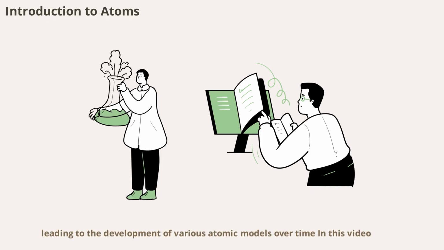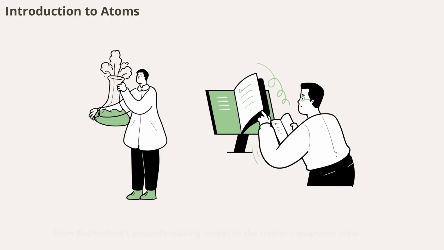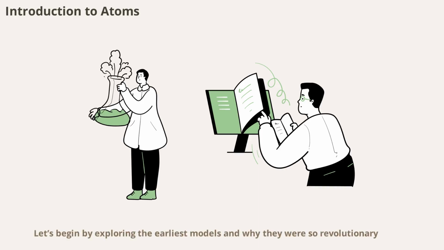In this video, we'll explore the evolution of atomic theory, from Rutherford's groundbreaking model to the modern quantum view. We'll break down complex concepts, derive important expressions, and see how experimental evidence has shaped our understanding. Let's begin by exploring the earliest models and why they were so revolutionary.